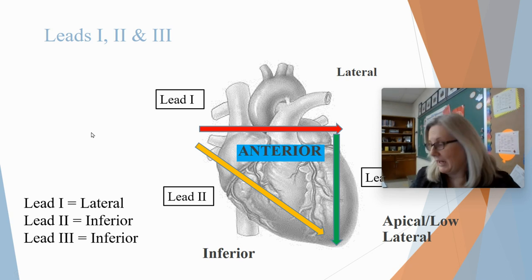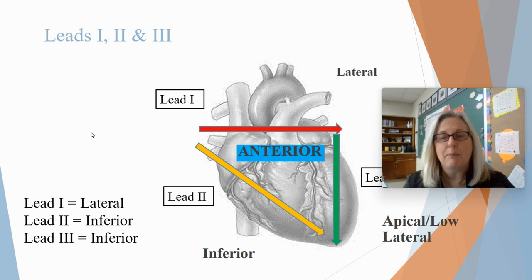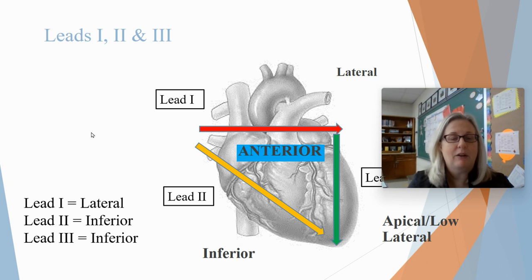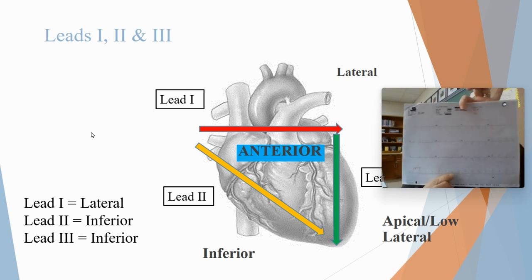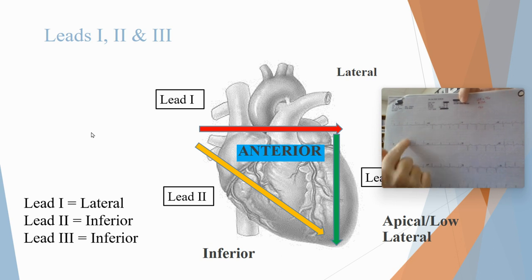So when I'm looking at my EKG in my packet here, I look at number 1 in the packet, and I can tell that 1 and AVL go together. We haven't learned AVL yet. But 1 is lateral, okay? But we know that 2 and 3 are inferior. So I can see that they are grouped together. 2 and 3, 2 and 3 right here go together.